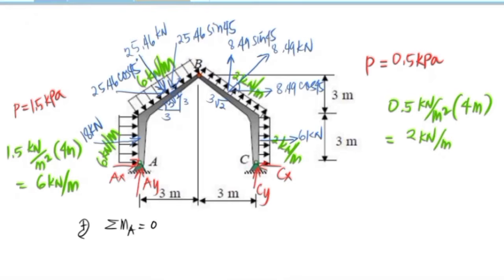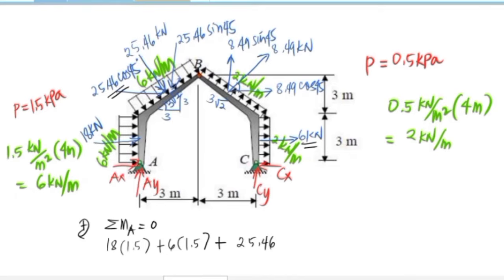So going back sa equation natin kanina, if we are going to summate moment at point A, so that would give us 18 kilonewton multiplied by the distance, half nung height na 3 meters, so that is 1.5 meter, plus itong 6 kilonewton will create a clockwise rotation also, so 6 multiplied by the height of 1.5, plus yung horizontal component ng 6 kilonewton per meter na naka-inclined, so that is 25.46.